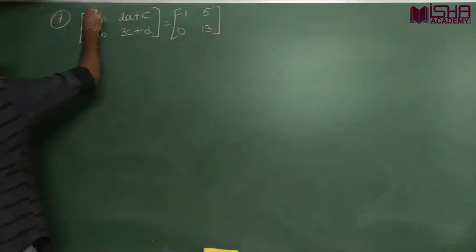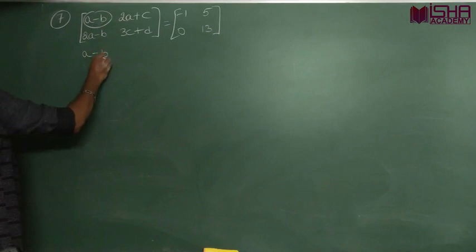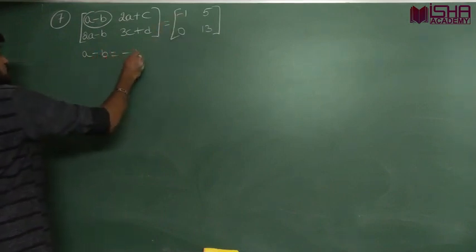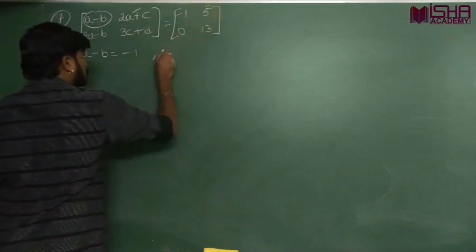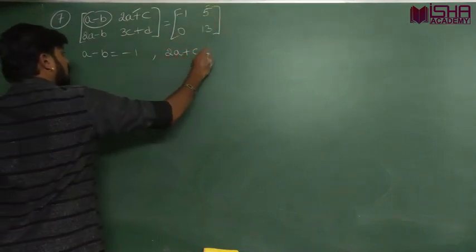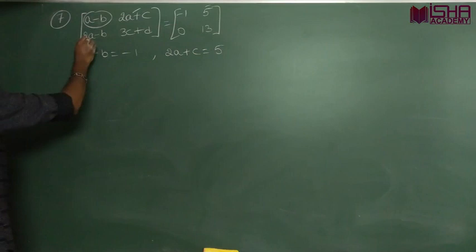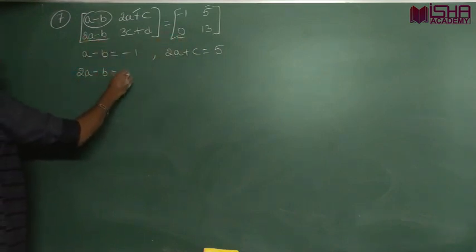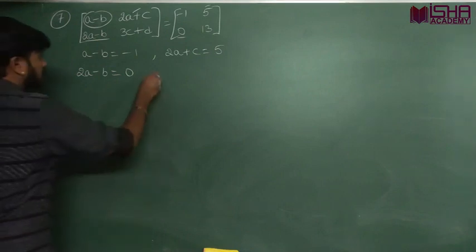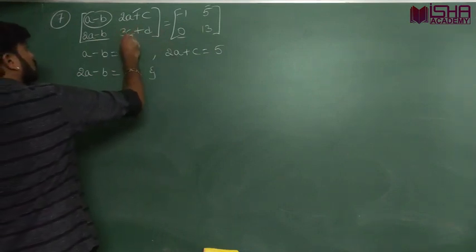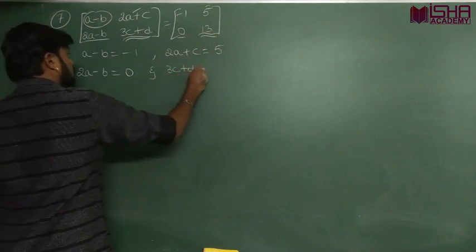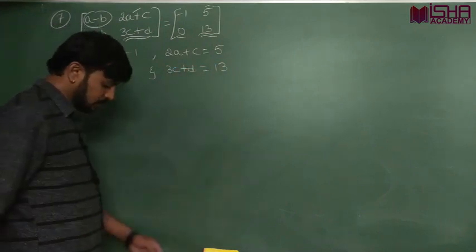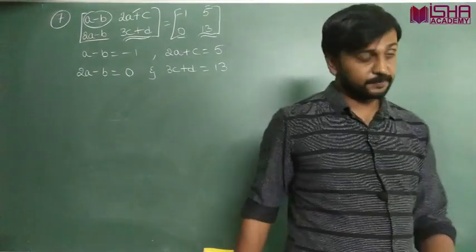Equate, shall we? So A minus B equals minus 1. Next 2A plus C equals 5. Then 2A minus B equals 0, and the last one, 3C plus D equals 13. So these are the 4 equations.